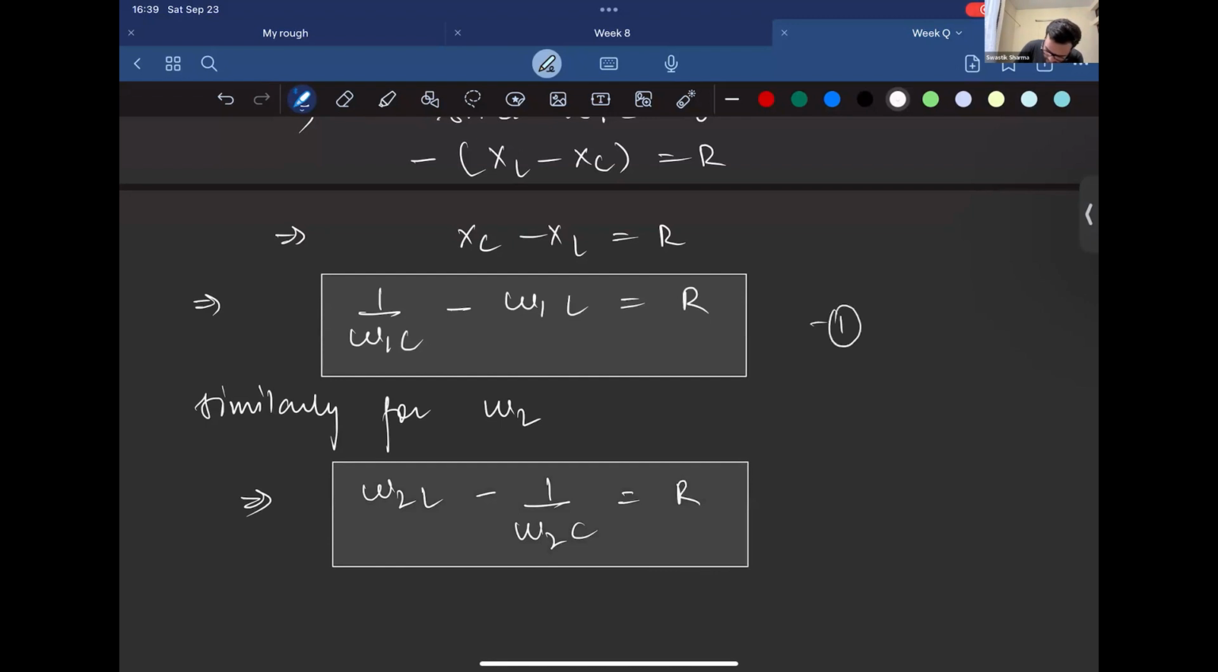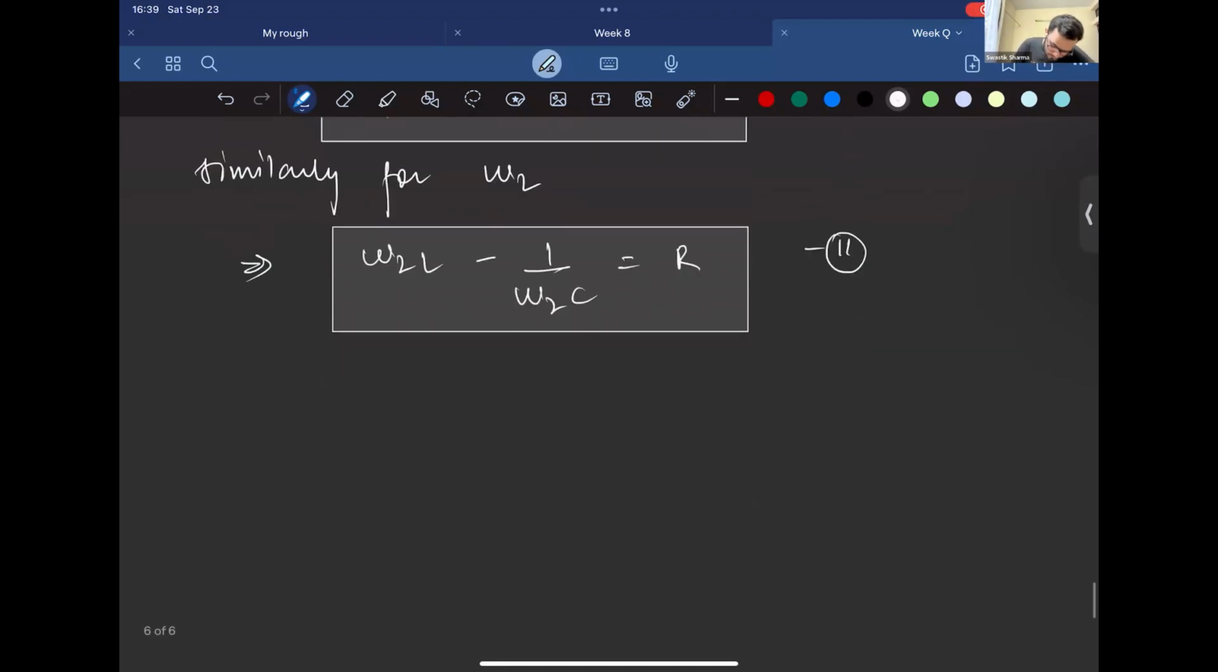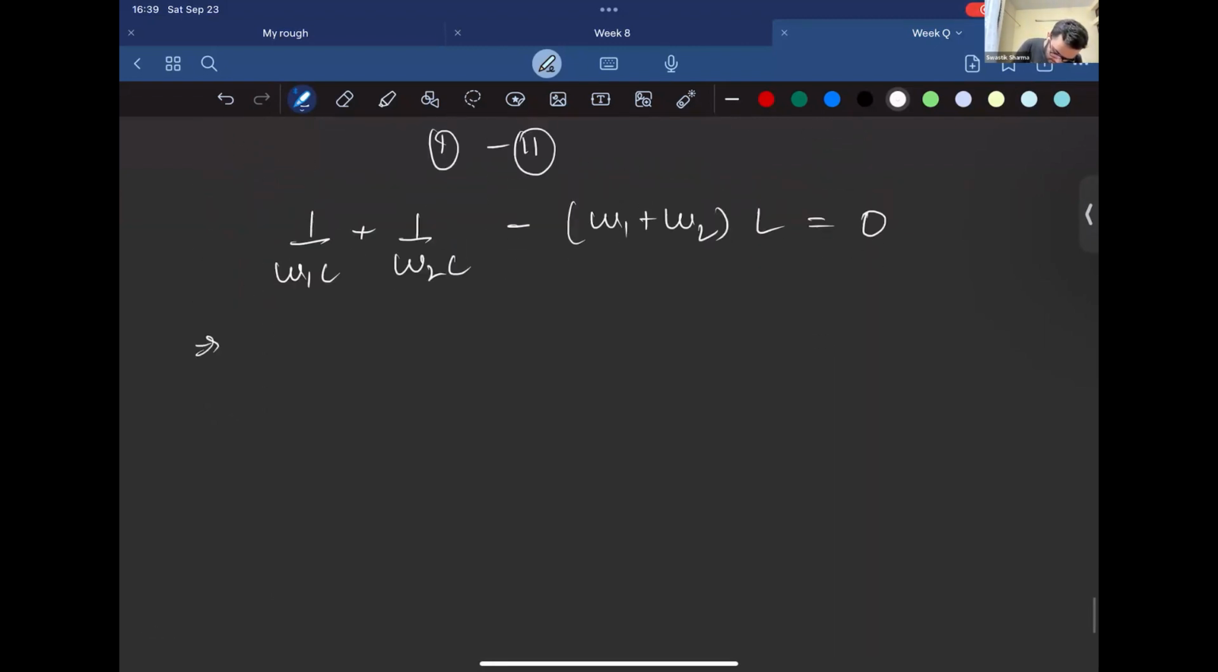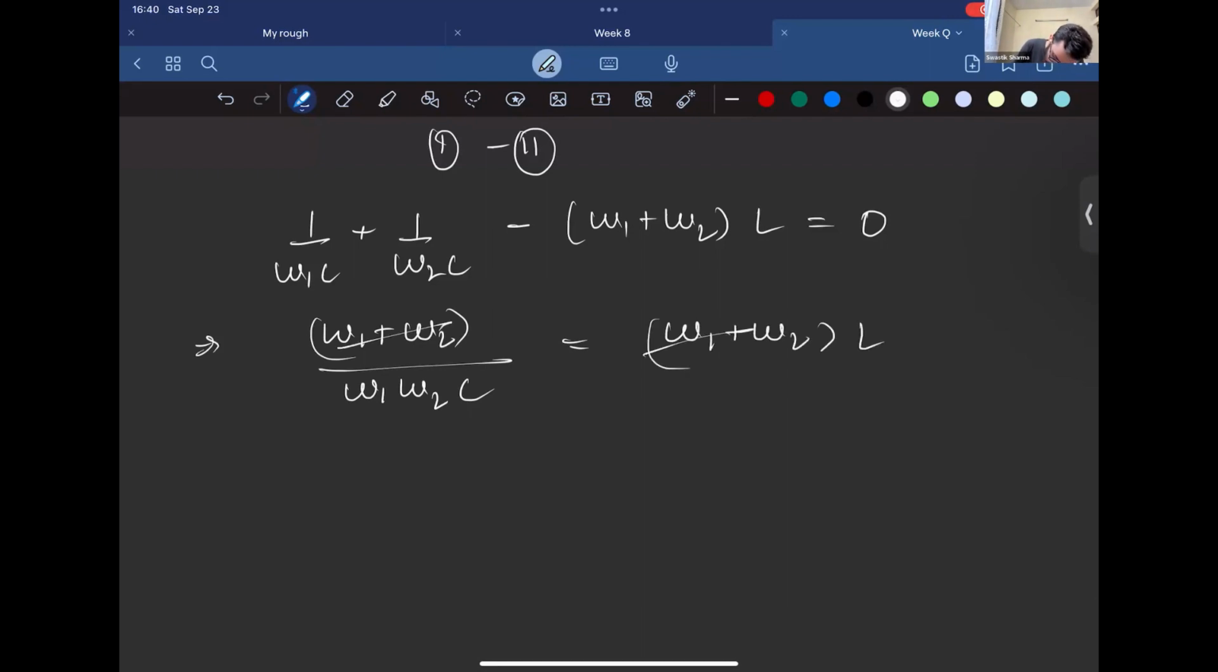So we got two equations. Now let's subtract 1 and 2. So what will we have? We will have 1 upon omega 1 C plus 1 upon omega 2 C is equal to minus omega 1 plus omega 2 L, which is equal to 0. If we rewrite this, it could be written as omega 1 plus omega 2 upon... right? So we can cancel this out, which means omega 1 omega 2 is equal to 1 over LC.